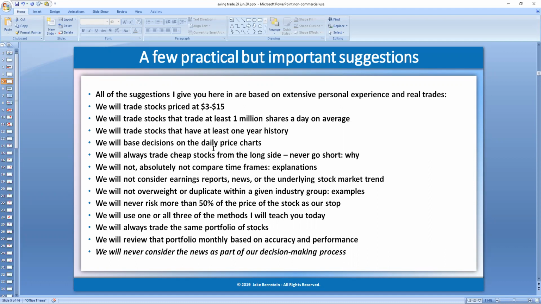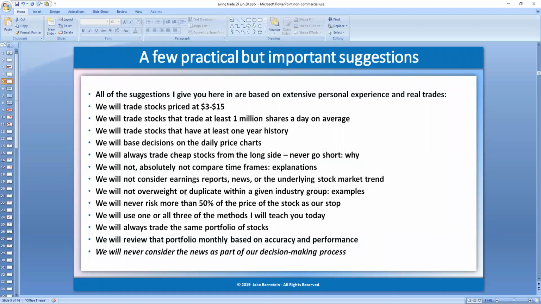We are not going to trade different time frames, by which I mean you're not going to look at a chart and say, well, the daily chart is doing what I expected it to do. The daily chart is working according to the rules. But what's the weekly doing? What's the monthly doing? Don't do that. It'll be confusing and it's too much information. We're not going to consider earnings reports, news, or the underlying market trend.